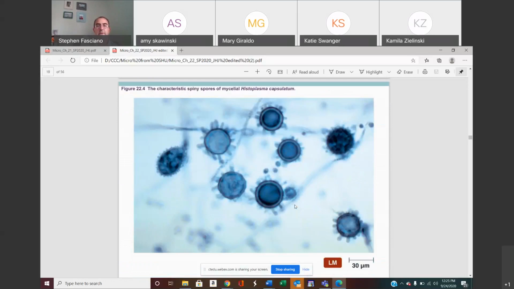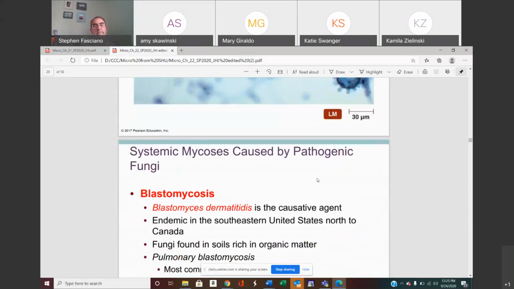And here is the characteristic spiny spores of this particular species of fungus. So you can see these spores with the spines on them. So if they took a sample from an infection in your body and they found this in the sample, then they would know that it's this fungal infection.